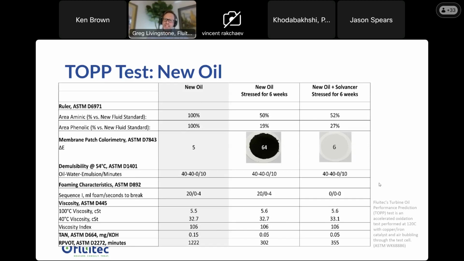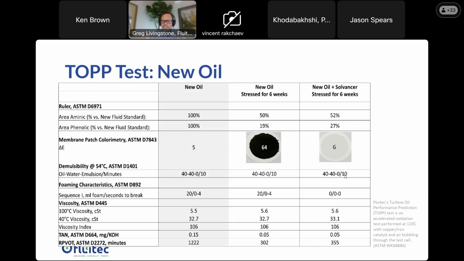If you add a solubility enhancer to this, you still see the antioxidants deplete. You still see the RPVOT value go from 1,200 minutes down to 300 minutes. So the oil is still degrading. What's happening is that these degradation products are just not coming out of solution. Once you get to the termination phase in oxidation, this is an inert, incredibly tiny, solubilized molecule in the oil. It's somewhat harmless until it agglomerates and comes out of solution, creating havoc in the system.